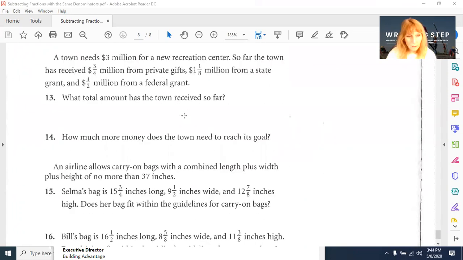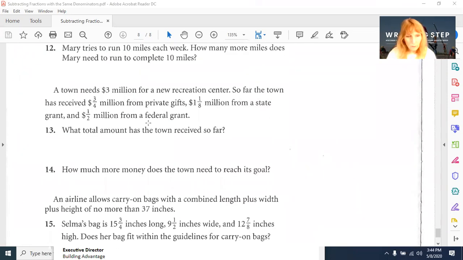Number 13. Well, first you got to read what's above it. A town needs $3 million for a new recreation center. So far, the town has received 3/4 of a million from private gifts, 1 1/8 million from a state grant, and $500,000 from a federal grant. What total amount has the town received so far?